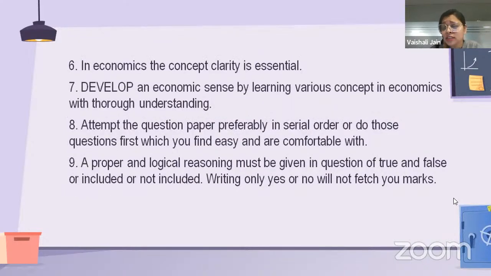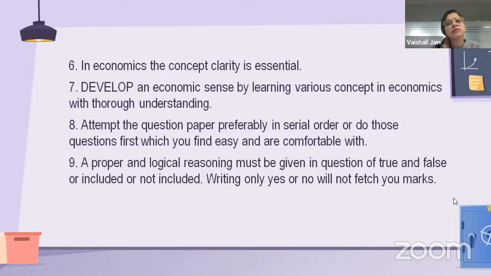In economics, concept clarity is very, very essential. I guess this goes without saying that in economics, if you do not know the concept, you won't be able to crack the question. Specifically, the kind of questions we talked about, like question number 8, the choice question, and question number 11 and question number 12 also. If the child is not aware of the concept, there is no way that the child can answer the question. Develop an economic sense by learning various concepts in economics with thorough understanding.